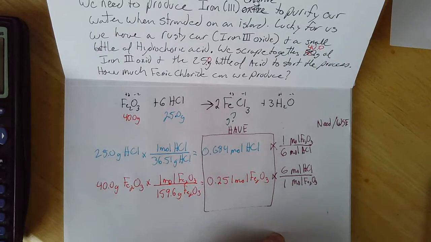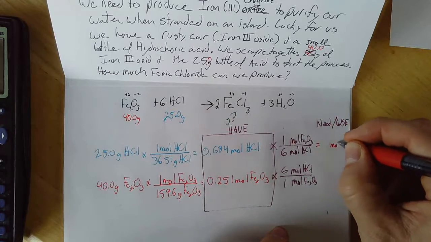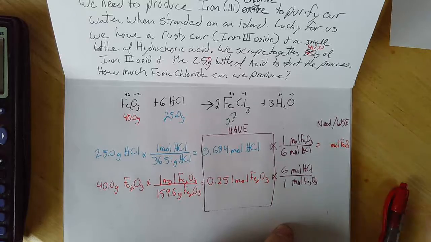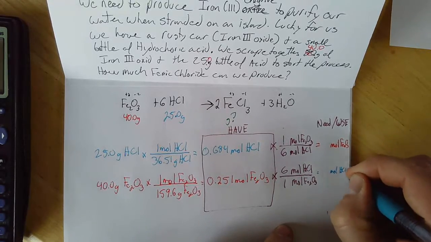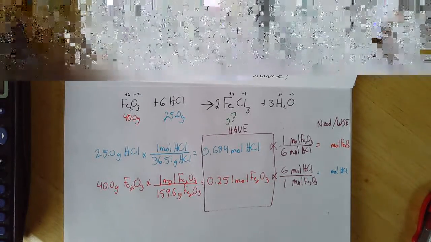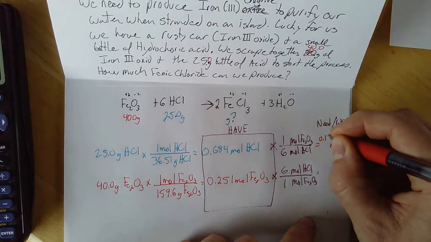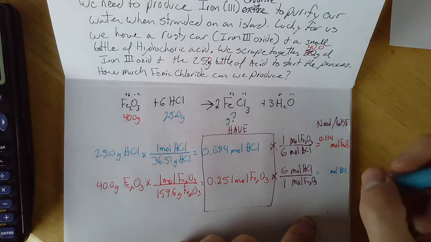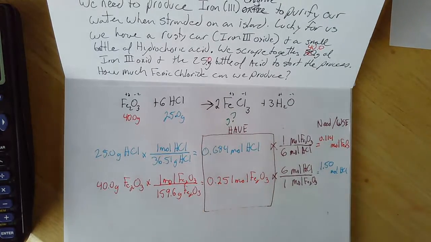In the end, what I'm going to come up with is, over here, this is going to be my moles of Fe2O3. And down here, run out of space, is going to be my moles of HCl. Okay, so what we end up with is 0.114 moles of Fe2O3, and moles of HCl comes out to be 1.50 that we would need.